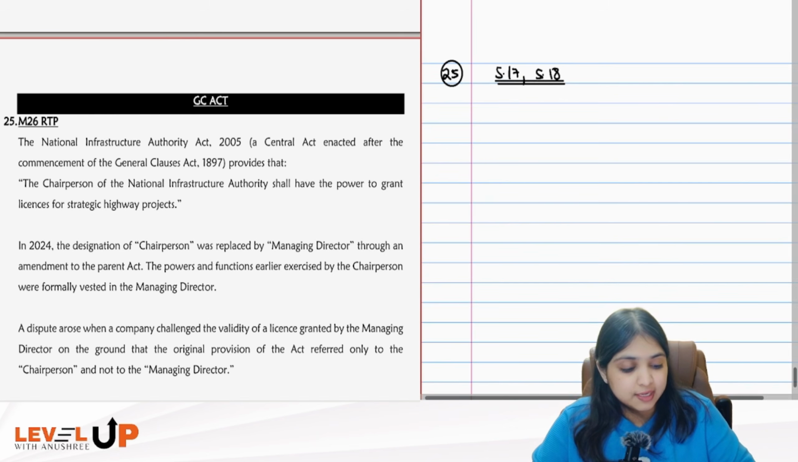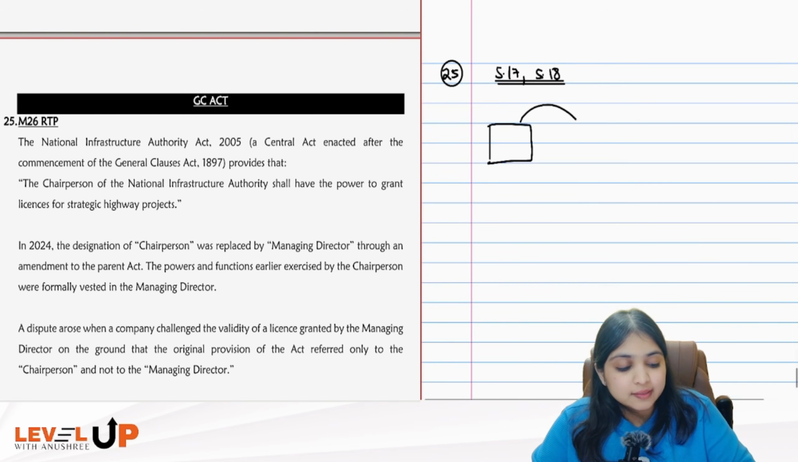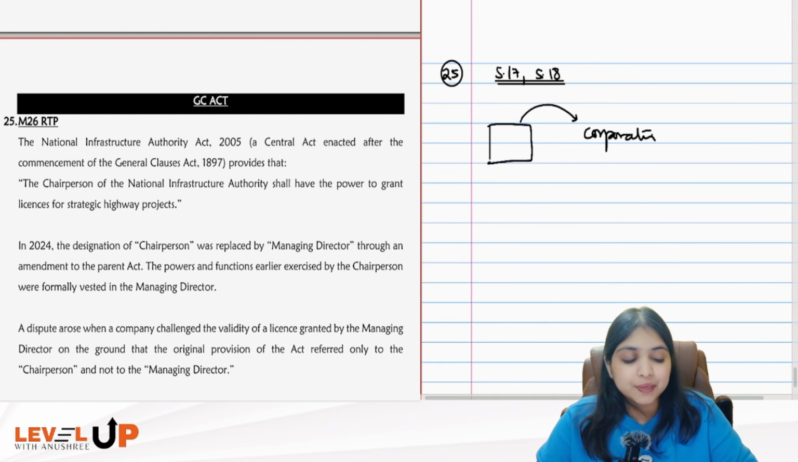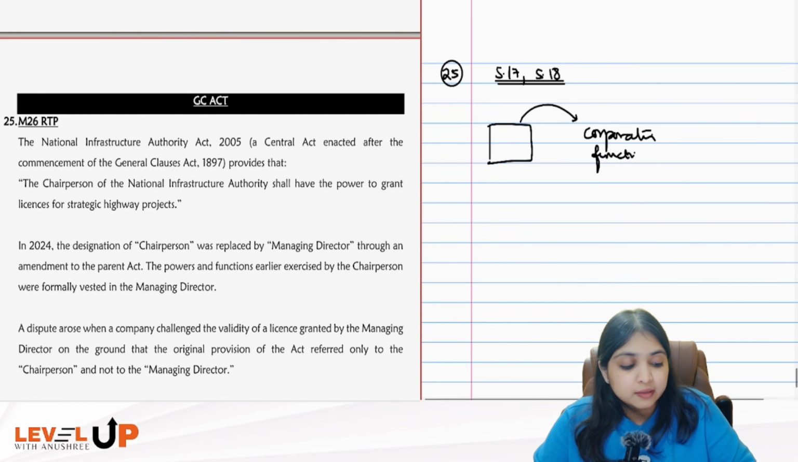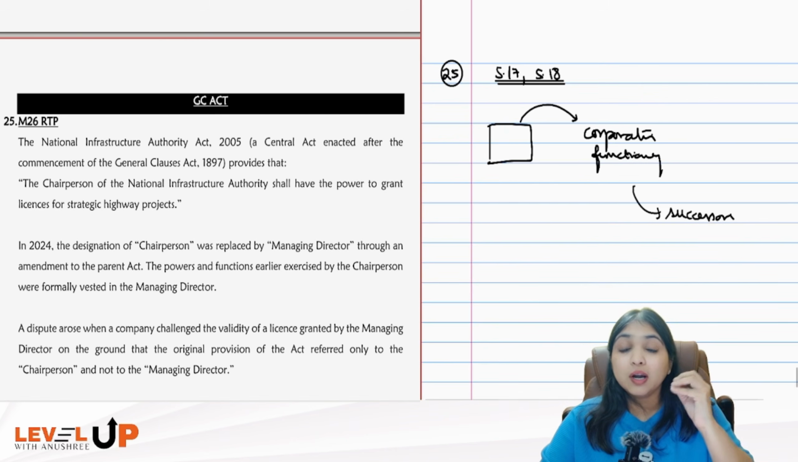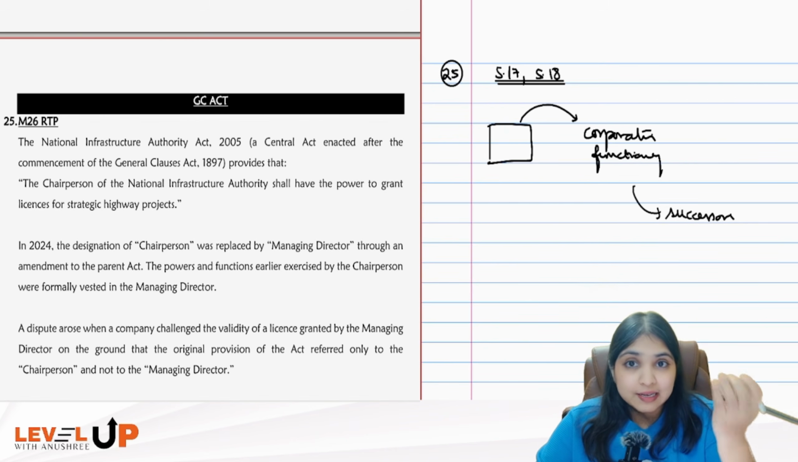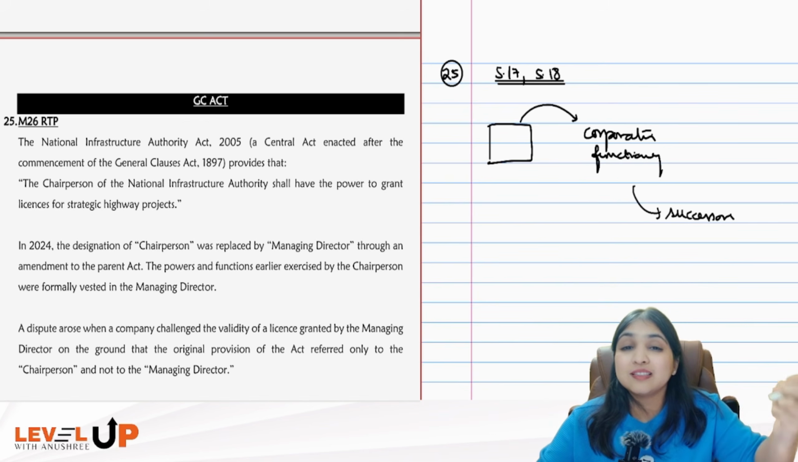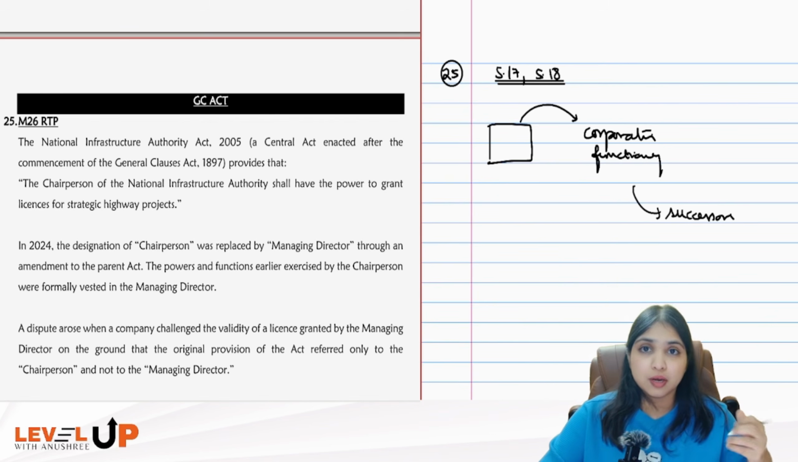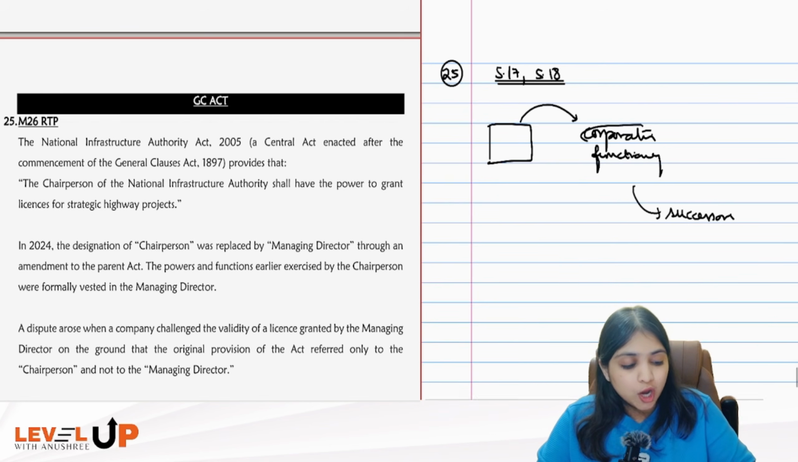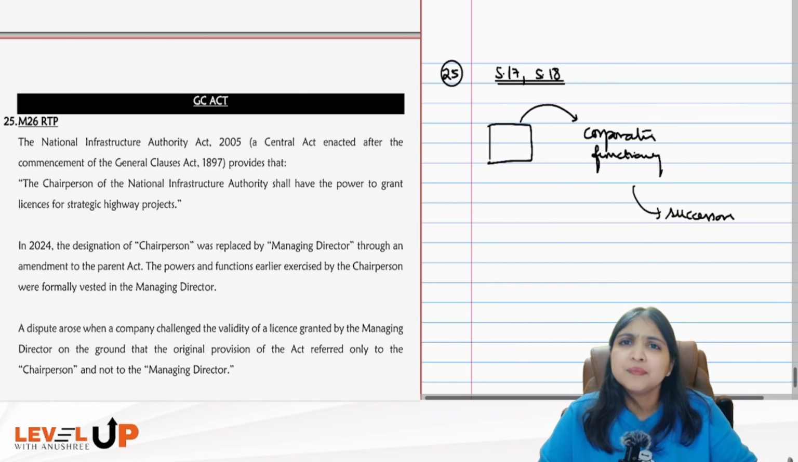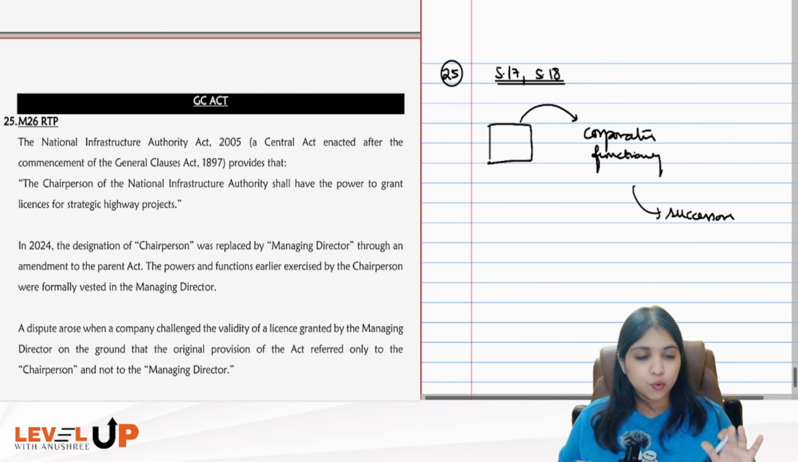These sections say that if a particular law is applicable to a corporation, or to a functionary, then that law will also automatically apply to the successors. Basically, the law does not have to specifically mention that this provision will apply to the successor also. If a law is applicable to a corporation or a functionary, it will automatically apply to the successor also. This entire question is based on this one small, simple thing.